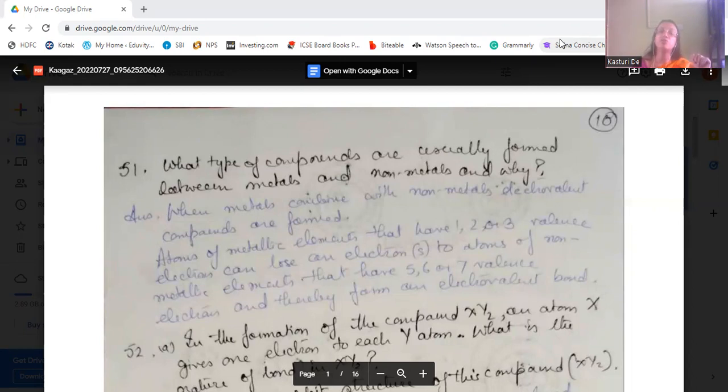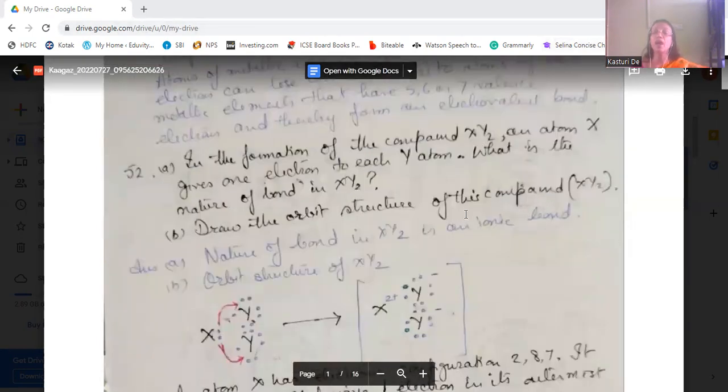Next question is, in the formation of the compound XY2, an atom X gives 1 electron to each Y atom. See, XY2 means 2 Y atoms are there and 1 X atom. So X will give 1 electron to each Y atom. What is the nature of the bond in XY2? And draw the orbit structure of this compound XY2.